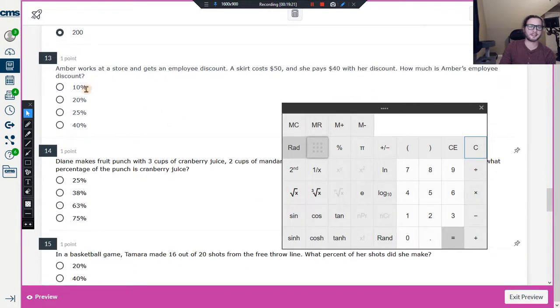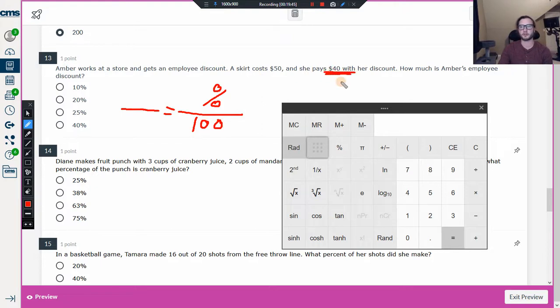For number 13, it says Amber works at a store and gets an employee discount. A skirt costs $50 and she pays $40 with her discount. With that information, how much is Amber's employee discount? So we'll set up our proportion. This time they did not give us a percent, so this section will remain empty. They gave us a part, the amount she paid with her discount, and the total, the original cost. So it is going to be our part out of total, 40 out of 50, and we will convert that to a percent.